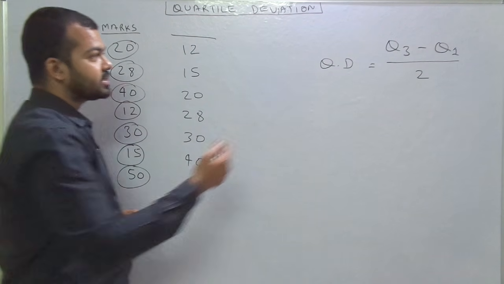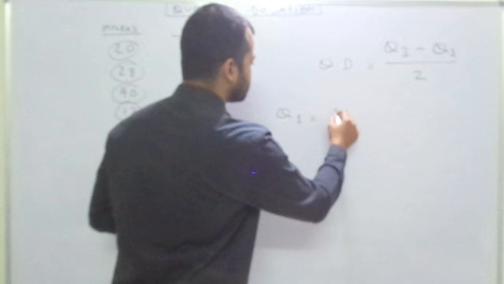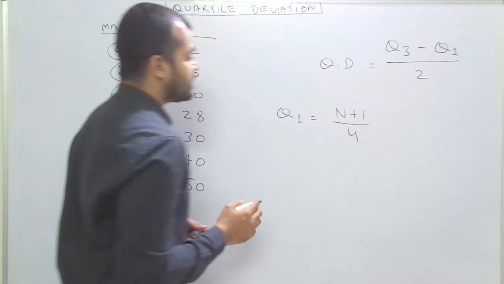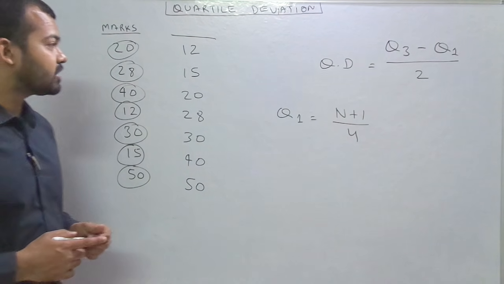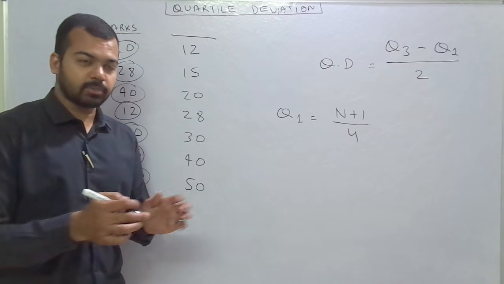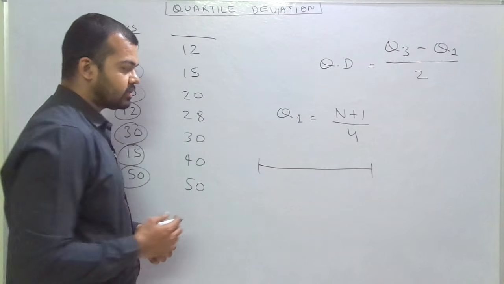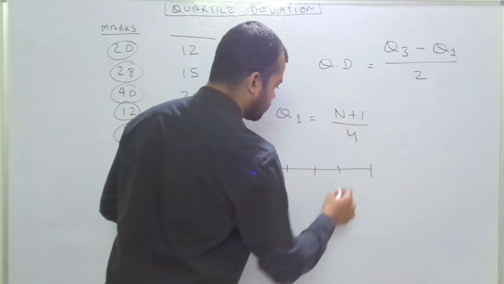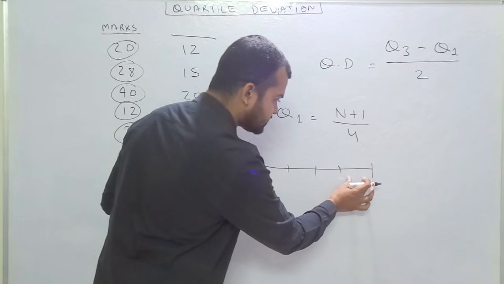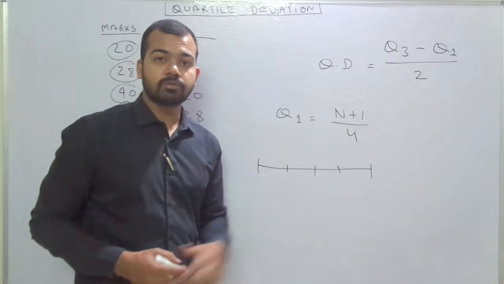Now we have to calculate Q3 and Q1. So what is the formula for Q1? That is n plus 1 divided by 4. Here why are we dividing by 4? Because we are calculating quarters. It means, for example, if there is 100% of some data, suppose this is the line of 100%, we need to divide it into 4 parts. So this is Q1, this is Q2, this is Q3, and this is Q4. So that is why on the denominator side we have to mention 4.